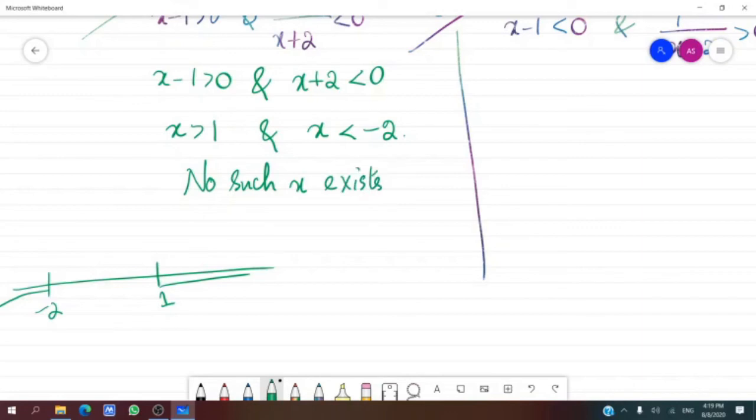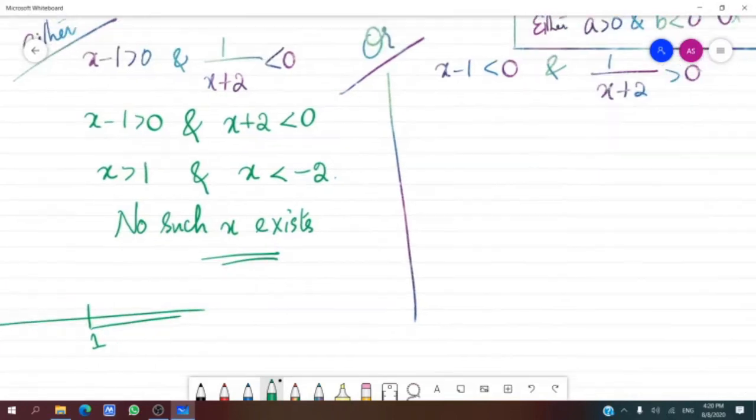കാരണം this is actually the intersection of the set of... and എന്ന് പറയുന്നത് അല്ലേ? This is actually the intersection of set of all real numbers greater than 1, intersection set of real numbers less than minus 2. That intersection is empty. Set of all x such that x greater than 1 and set of all x such that x less than minus 2. If you take the intersection of these two sets, you will get empty set. So such an x does not exist.